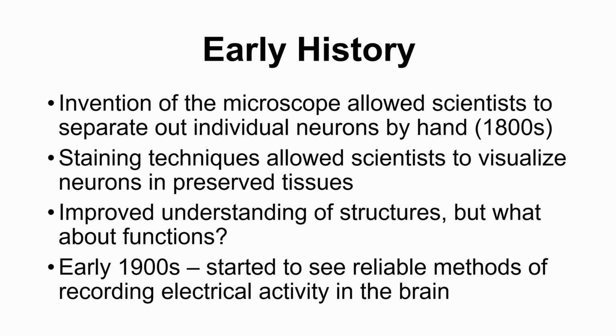So, the invention of the microscope was really important because it allowed scientists to start separating out individual neurons by hand. So they could look at what these individual cells looked like, they could look at the structures, they could kind of get a feel for their shape, and maybe a little bit of how they connected to one another. Even better, once they started developing staining techniques, it allowed them to visualize individual neurons in different preserved tissues.